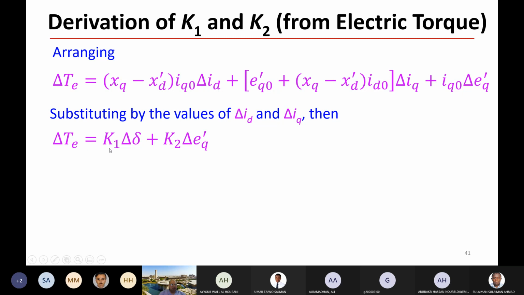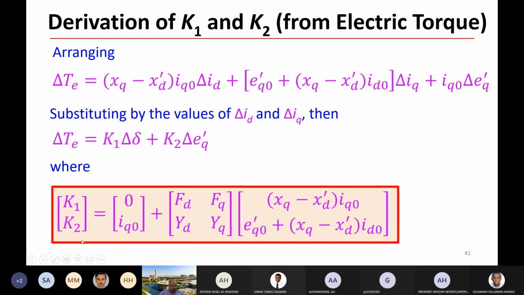So we can write delta VE equal to K1 delta delta and K2 delta EQ prime, where K1 and K2 equal to this. K1 equal to FD multiplied by this, FQ multiplied by this quantity, and the K2 equal to IQ 0 plus YD times this and YQ times this. So these are the K1 and the K2. As you can see here, these constants depend on the initial conditions, currents and voltages and the EQ prime and so on. So this is K1 and K2.